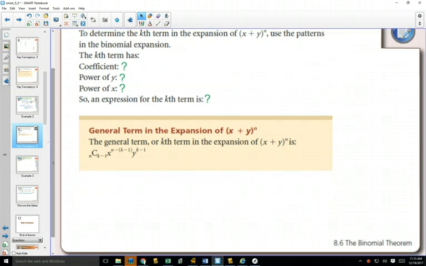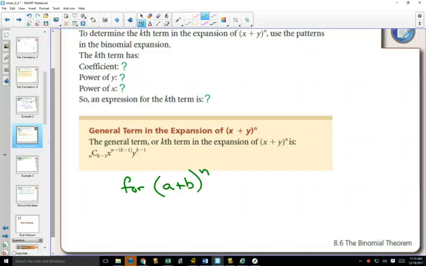So right beside this or right underneath it where you have room, I want you to write for a plus b to the n, so they have x plus y to the n. For a plus b to the n, on your formula sheet they have term k plus 1 is equal to n choose k, a to the n minus k, b to the k.